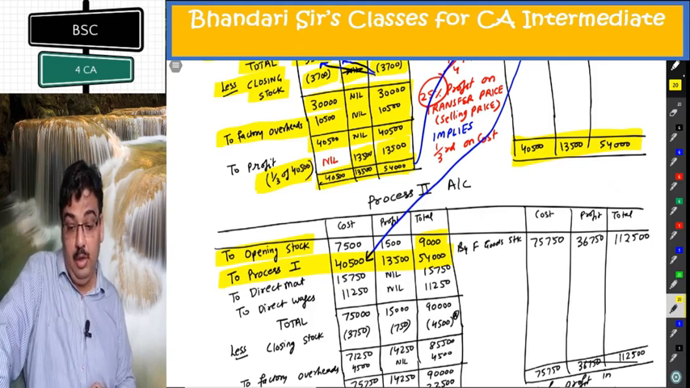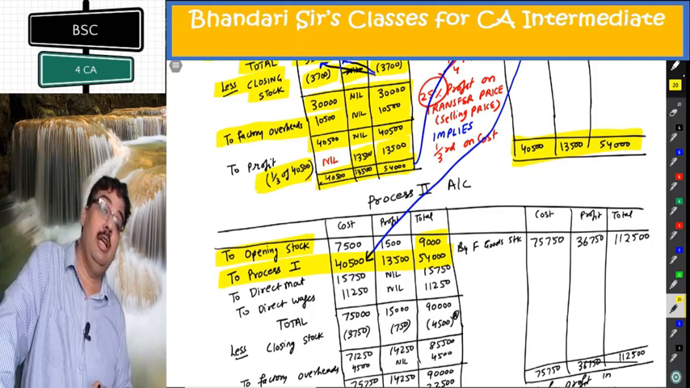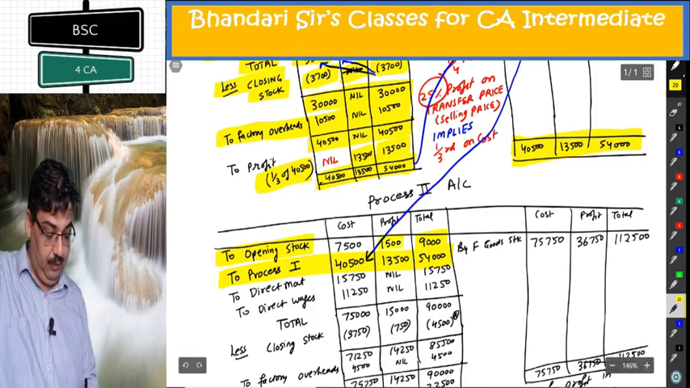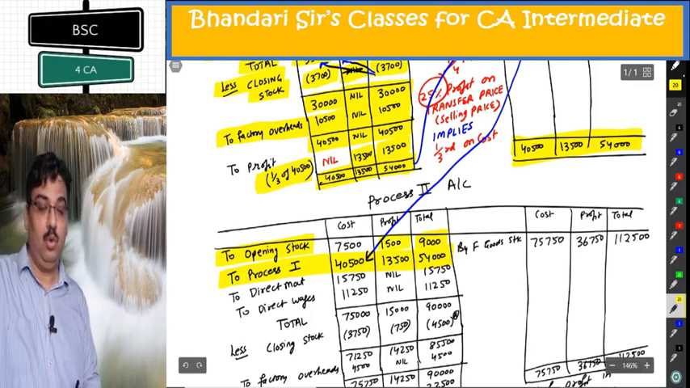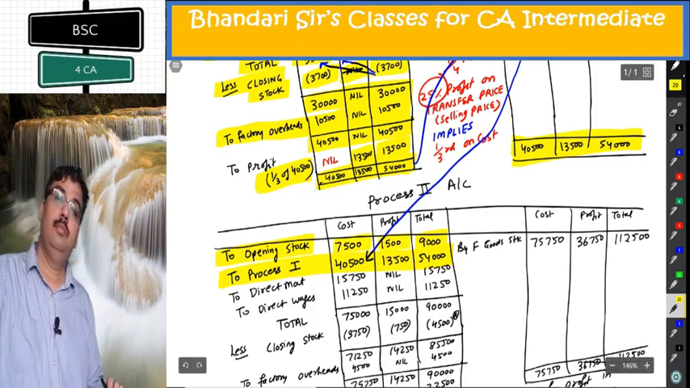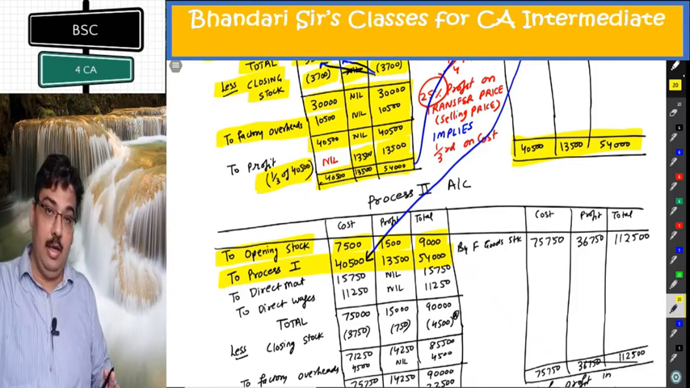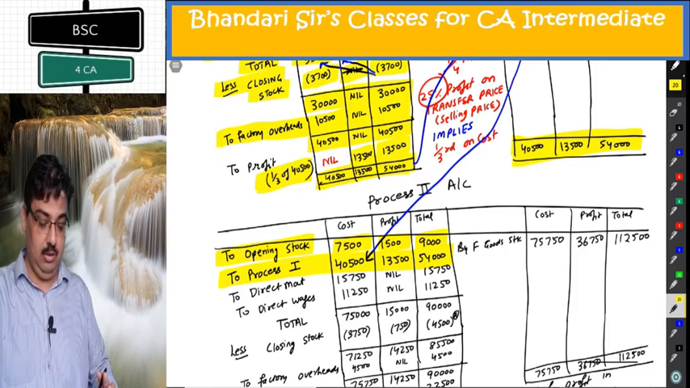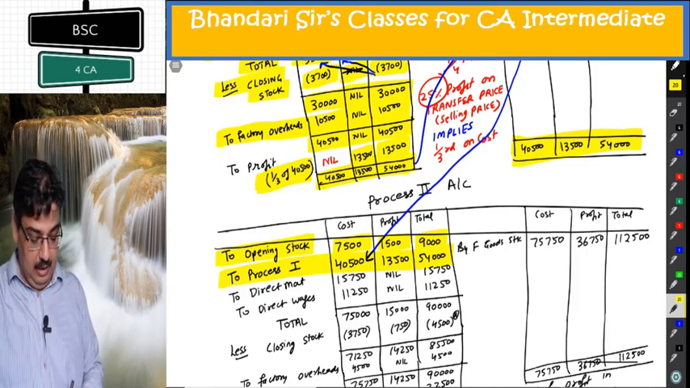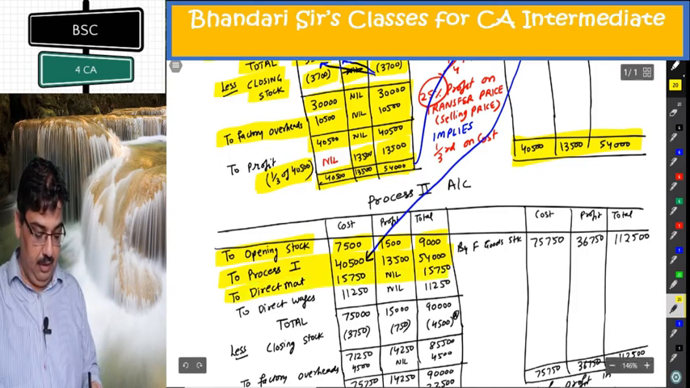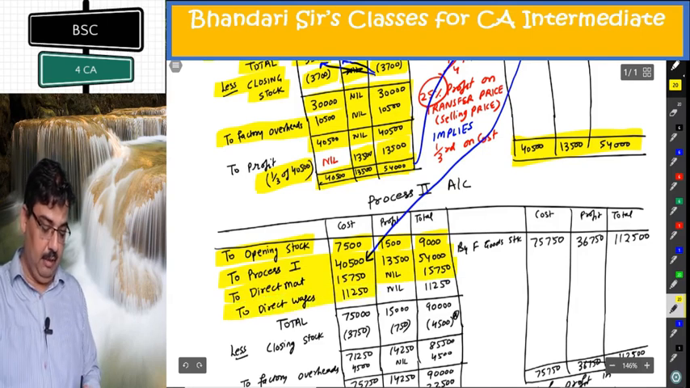Inter-process profit included in opening stock is 1,500. It is included in 9,000. So 1,500 included there. Cost will be 7,500. 9,000 is total. 1,500 is profit included there. 7,500 is cost column. Direct material 15,750, nil 15,750, direct wages also.